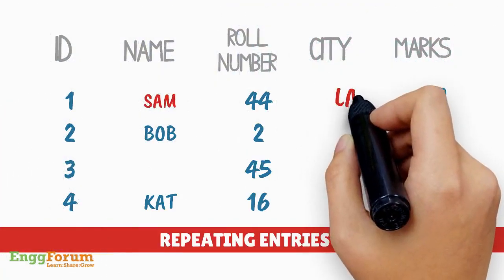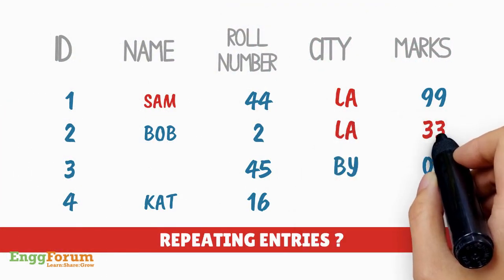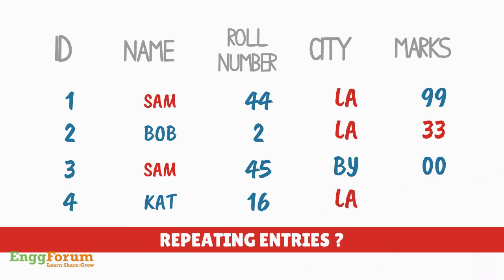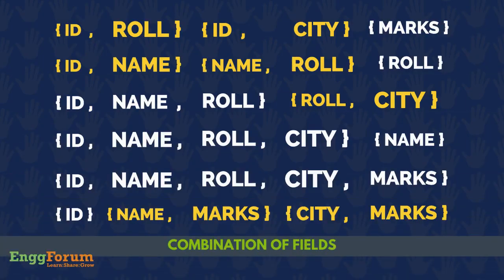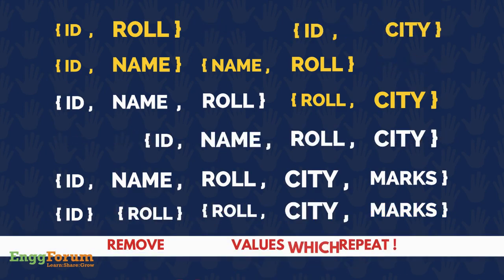Next, let's list out some values for columns. Here, there is a chance of repeated entries for columns name, city, and marks. Next, to find super keys, first, list out all combinations of columns available in our table. Further, remove columns which can have repeating row values. Therefore, we have combinations of ID or roll number with other columns.